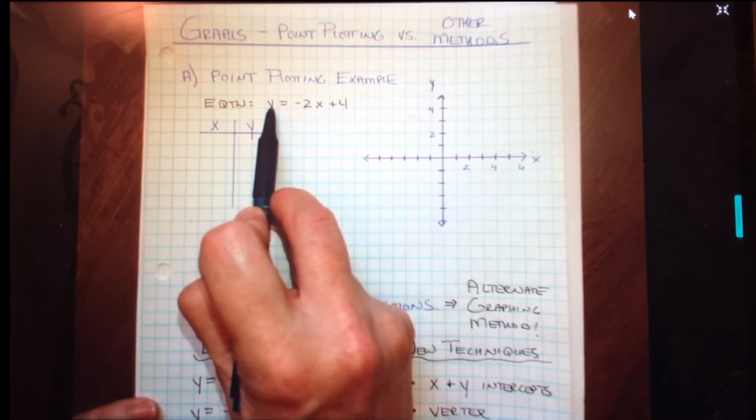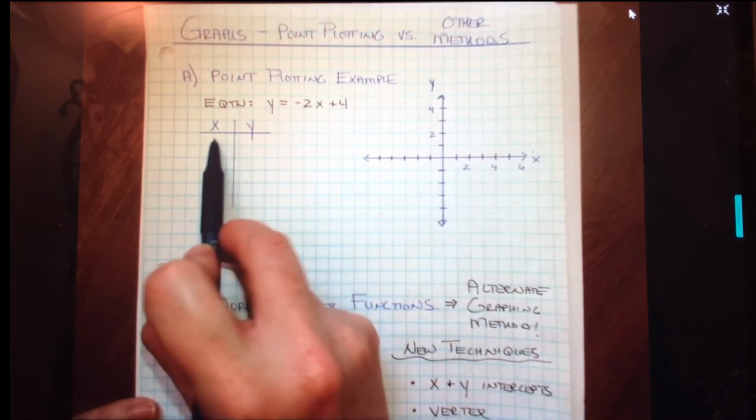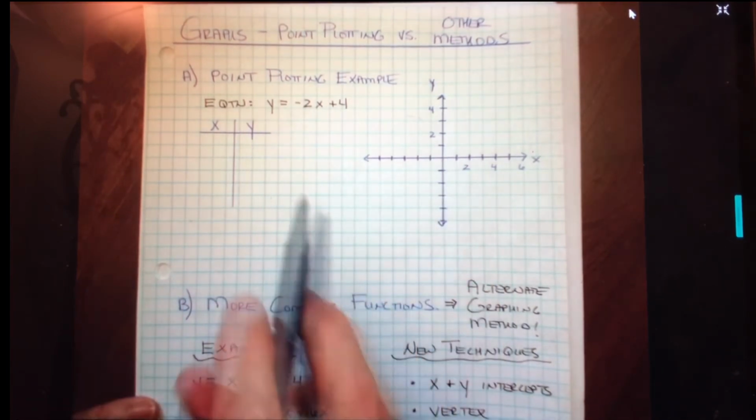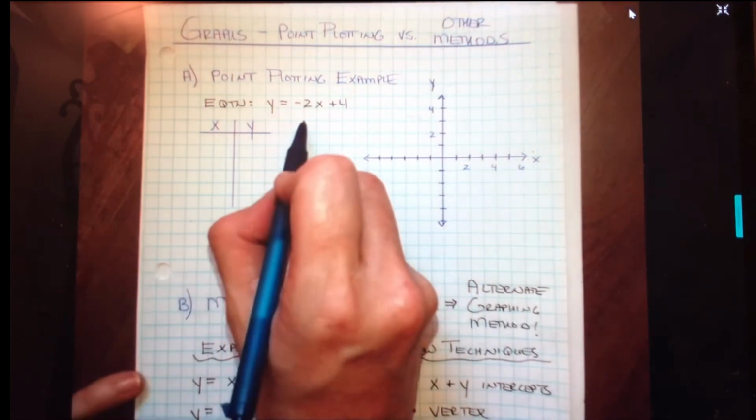and see what y pops out. And then we'll pair those up. They will become coordinate points and we will plot them. And then basically we're going to connect the dots. So what do we pick?